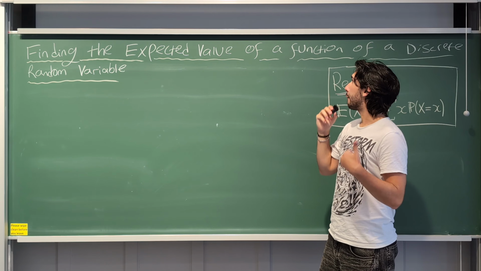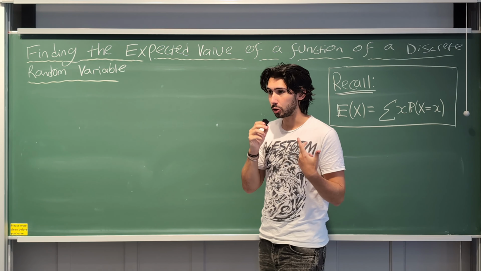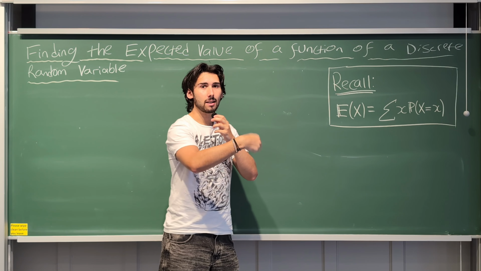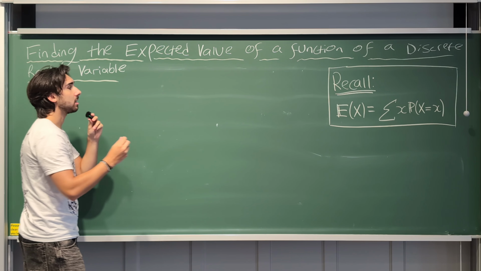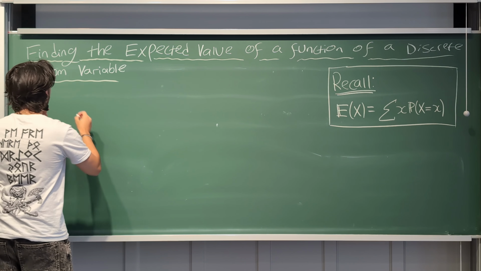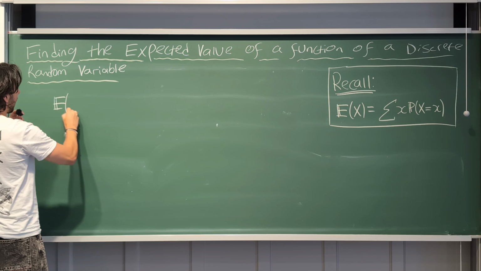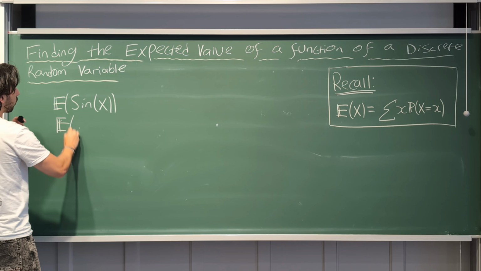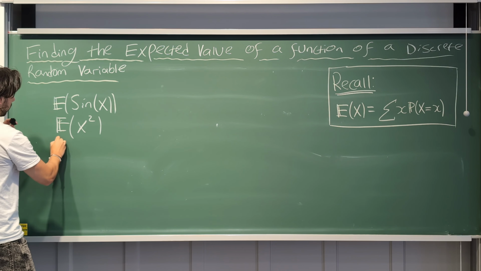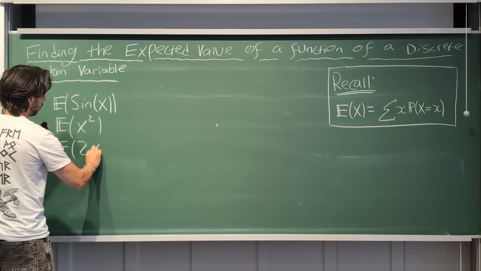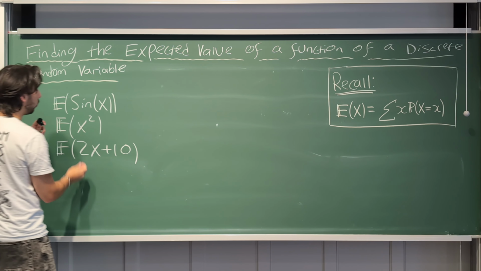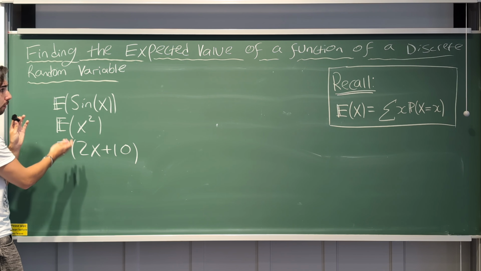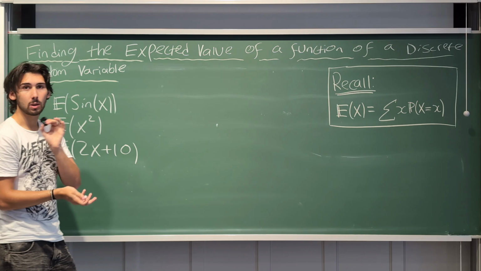Now we're looking at a function of this discrete random variable. So what does that mean? Well, it means I don't want to know what the expected value of just X is. I want to know what the expected value of a function of X is. So I'm looking for things like the expected value of sine x, or, we've kind of already done this, X squared, or the expected value of 2x plus 10. All of these are functions of the random variable, and this is what we're going to look for. Can we come up with a formula, and how do we actually compute it once we've got it?